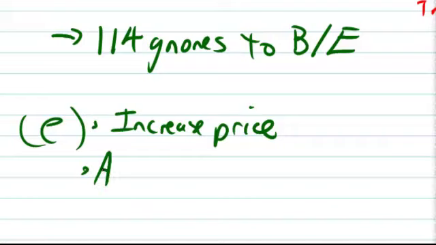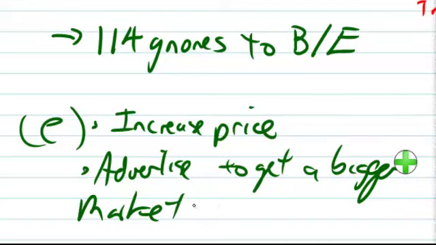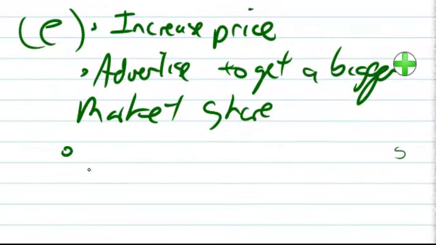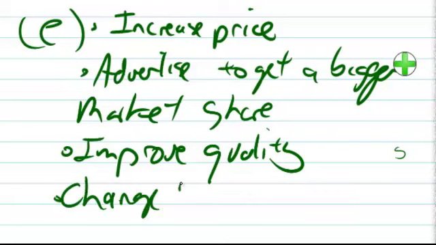So she could increase her price. She could advertise to get a bigger market share, which means that people will now come to her shop and get her garden gnomes. She might want to improve the quality of her items to try to make sure people go, these are great quality, I'll buy a whole lot of them. Or if the market's becoming saturated, she might need to change her item that she's selling. Because if the market's getting completely flooded by all these garden gnomes and no one else wants them, hey, you might as well cut your losses and get out of there.